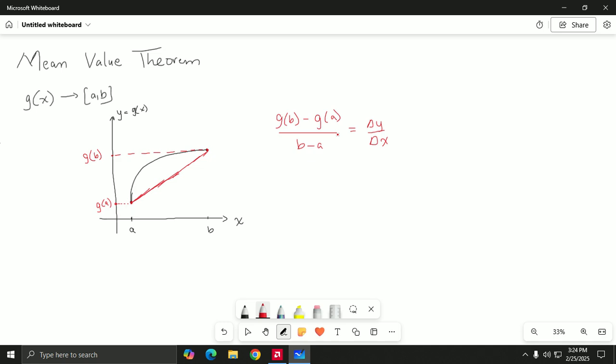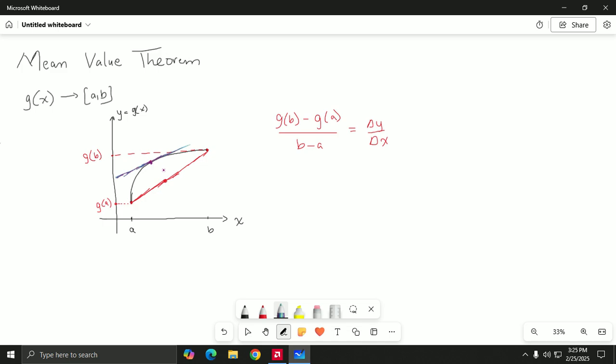It says that between these interval points a and b, there has to be at least one point at which the instantaneous rate of change is equal to the average rate of change. And what does that mean? Let me do that in a different color. Now, this point right here, what was the instantaneous rate of change? We know that the instantaneous rate of change is the rate of change of the graph at an instant at some point. And that's just the slope of this tangent line right here.